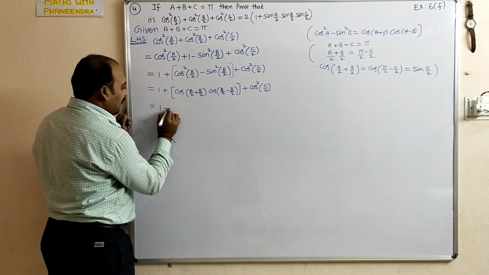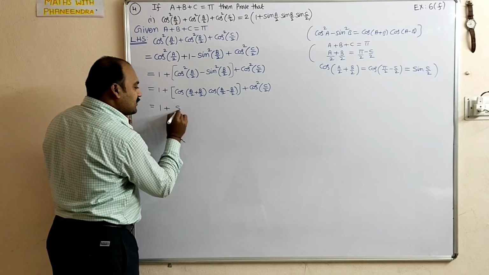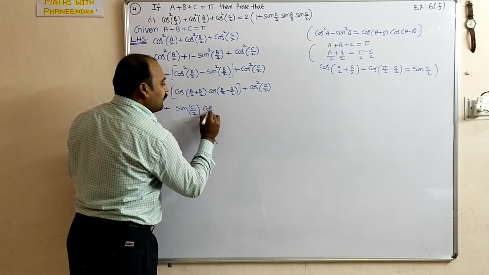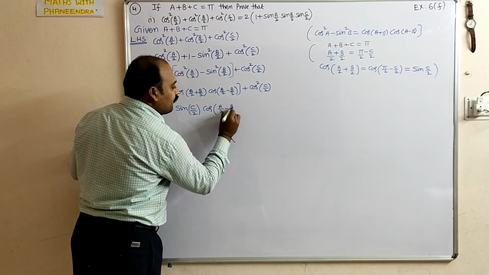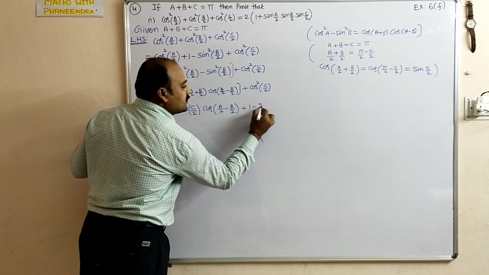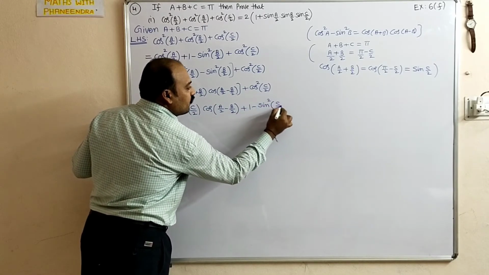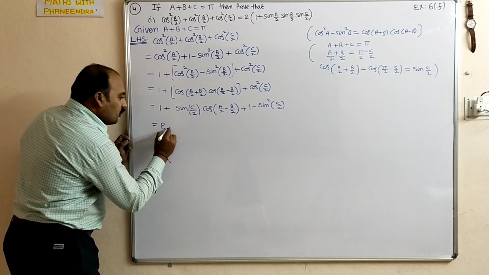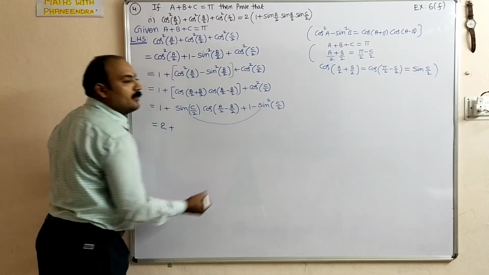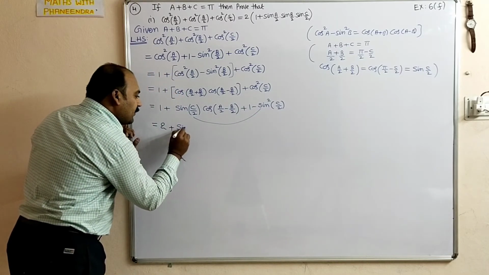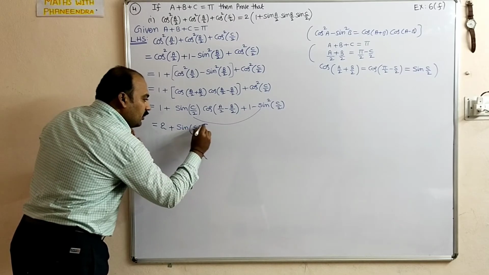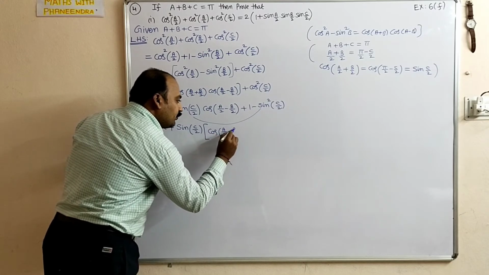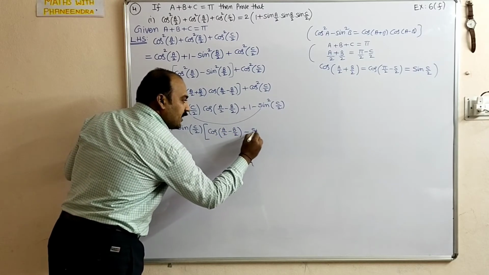So this is equal to 1 plus cos of (A/2 plus B/2), which is sin C/2, into cos of (A/2 minus B/2), plus 1 minus sin square C/2. Now 1 plus 1 is 2, and from these two terms take common sin C/2. So sin C/2 into cos of (A/2 minus B/2) minus sin C/2.